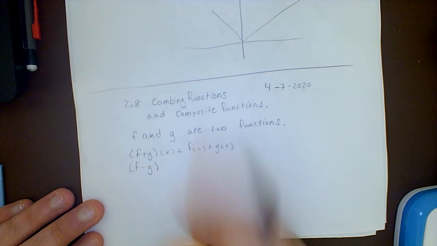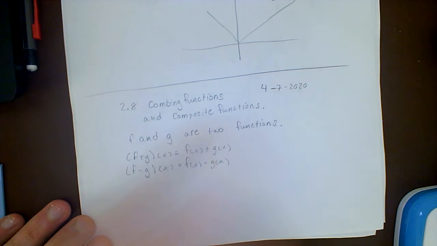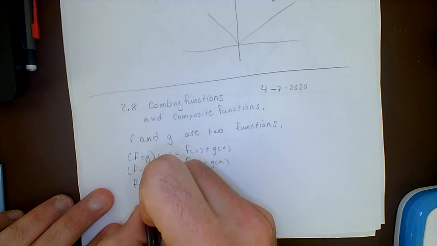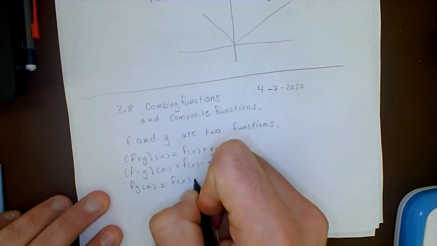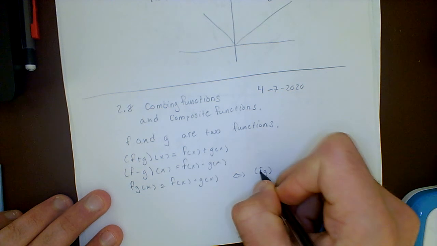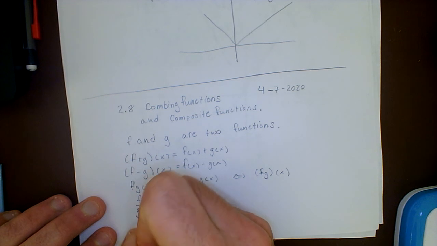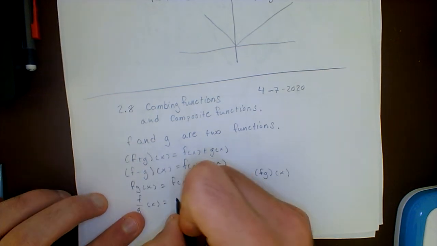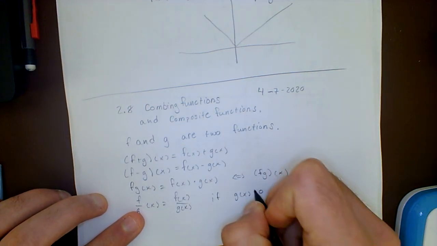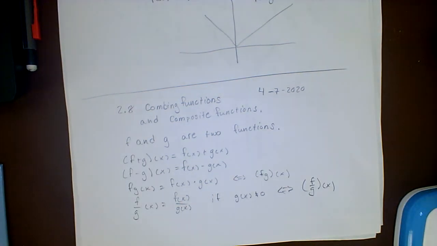You can also do the following. F minus g of x is just f of x minus g of x. F times g of x is f of x times g of x. And sometimes people write this with parentheses here. And then finally division, f over g of x is equal to f of x over g of x if g of x is not equal to 0. It can also be written as f over g of x. Okay, alright, so it's pretty straightforward.